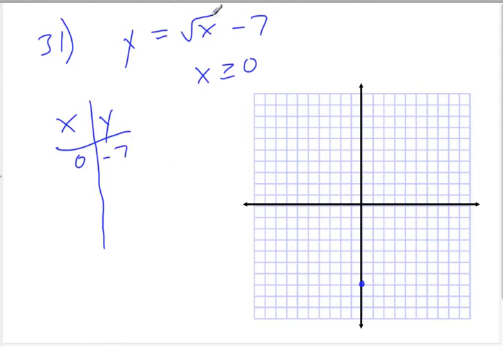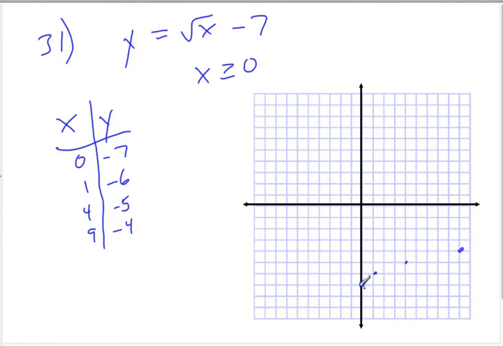And now we can choose numbers much easier. So the square root of 1 is 1. So 1 minus 7 is negative 6. Square root of 4 is 2, so negative 5. Square root of 9 is 3, so negative 4. You get the idea. So we're going to use 0, negative 7; 1, negative 6 is here; 4, negative 5, so 4 right there; 9, negative 4, so 4, 5, 6, 7, 8, 9, there we go.